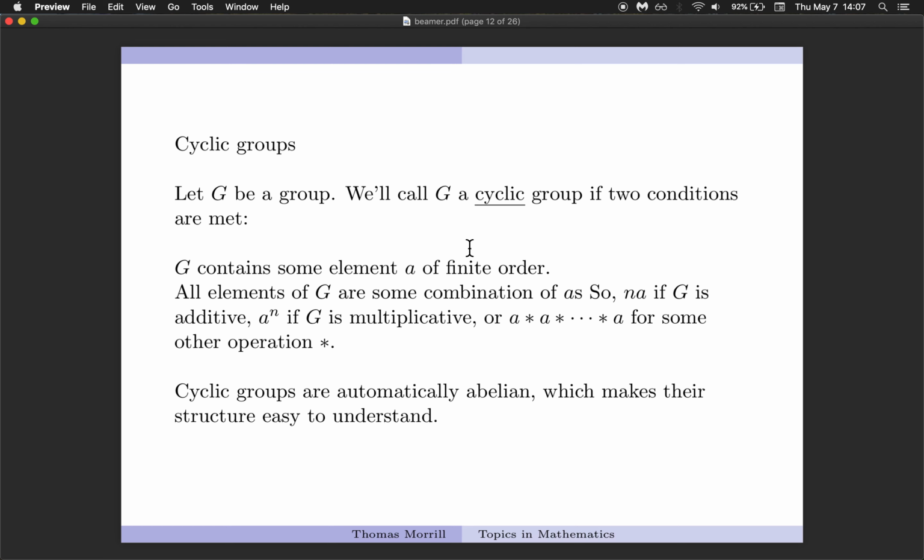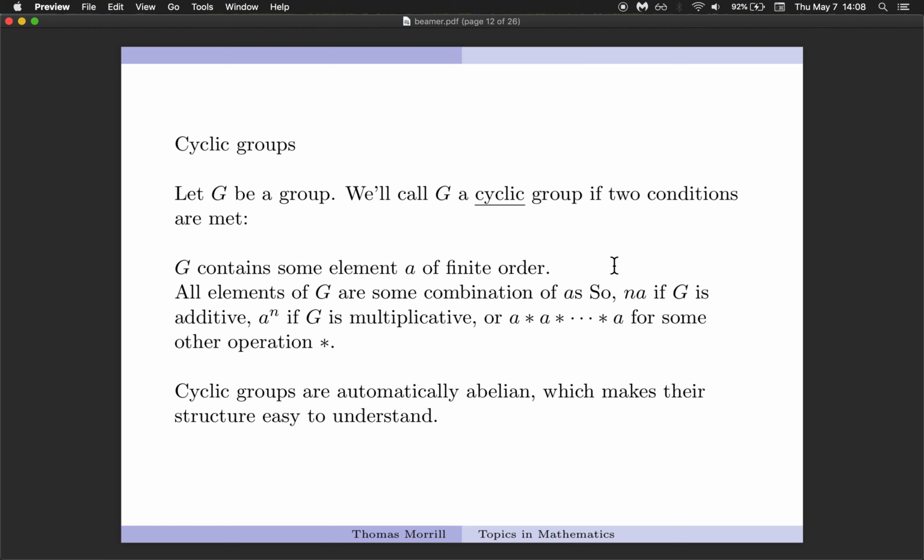I'm going to call G a cyclic group so long as G follows two rules. Number one, G has to have some element A, I'll call A my element. And A has to have finite order. So you can check the previous part of this lecture for more on that. So some finite combination of A's gets me back to the identity element in G. That's rule number one. Rule number two, every element of G is some combination of A's, right?